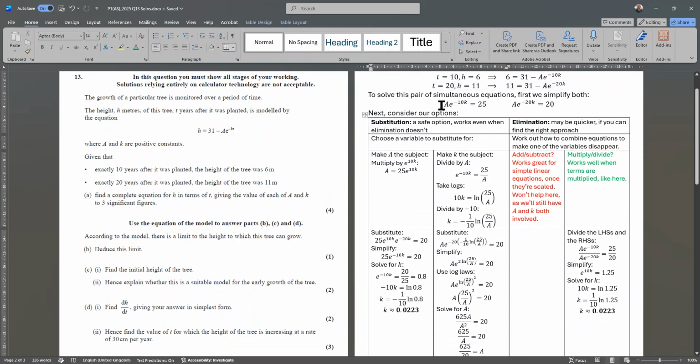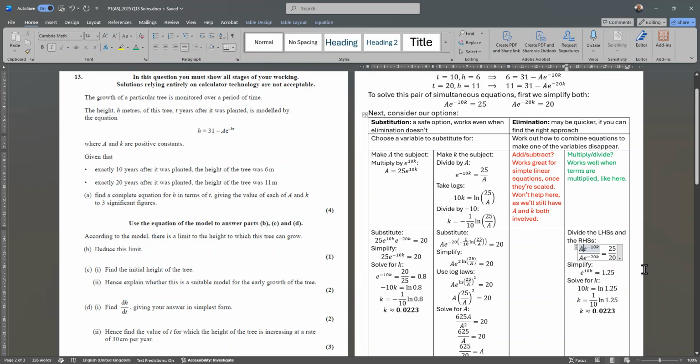If we've got both equations written like this, a times something equals something, then dividing the left-hand sides of the equations will eliminate the value of a. We've got a as a factor of the left-hand side of each equation. So when you divide them, they cancel out. That's what's happening here. So a times e to the something divided by a times e to the something, you can divide the top and the bottom of this fraction by a. And as soon as a disappears, you've got an equation that only involves k.